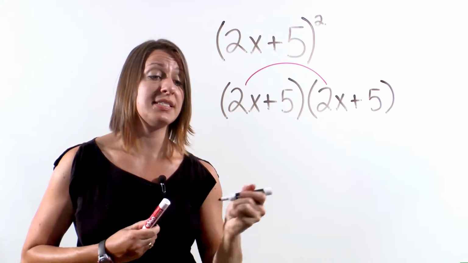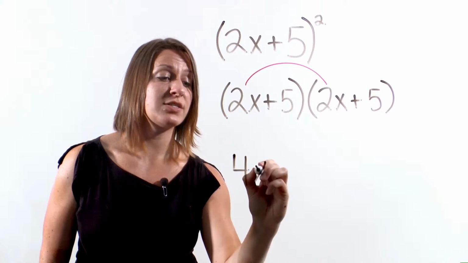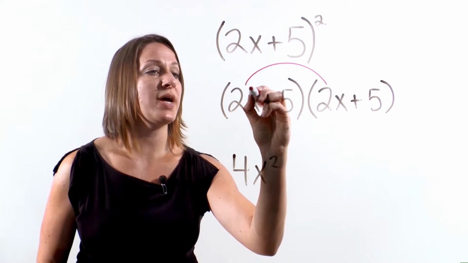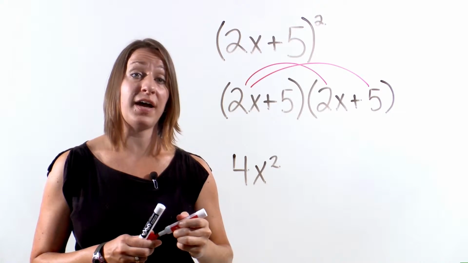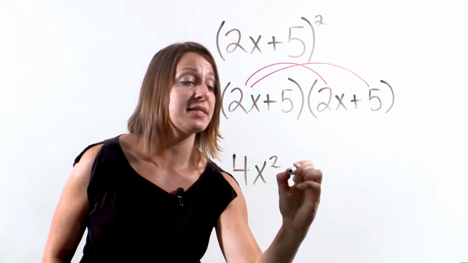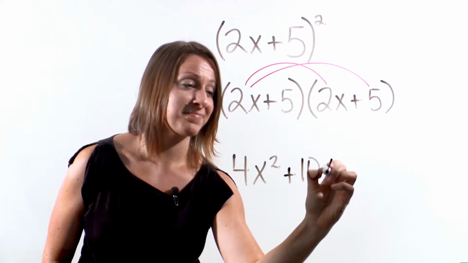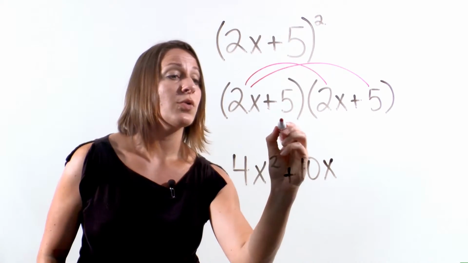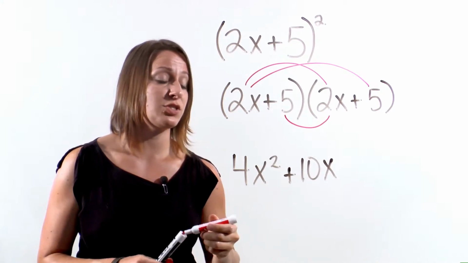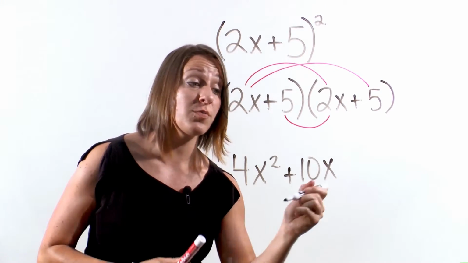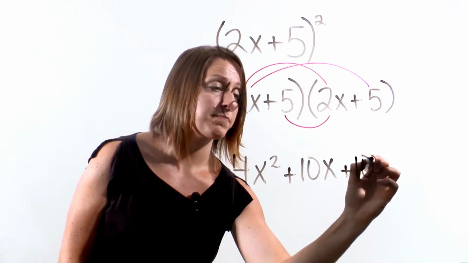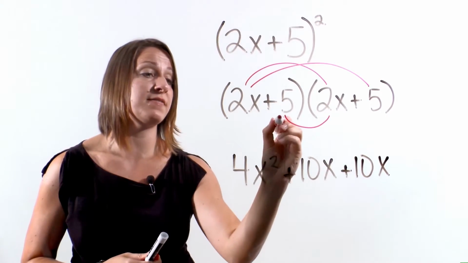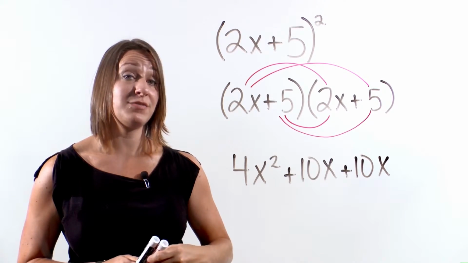2x times 2x is 4x squared. 2x times a positive 5 is a positive 10x. Now we're ready to move on to this positive 5. We're going to multiply positive 5 times 2x to get another positive 10x. And then we'll multiply the positive 5 times the positive 5 to get positive 25.